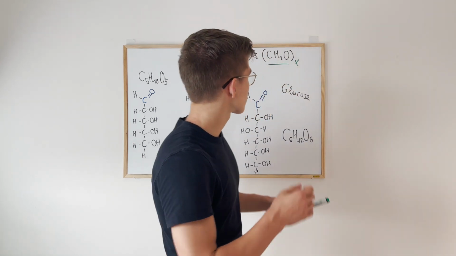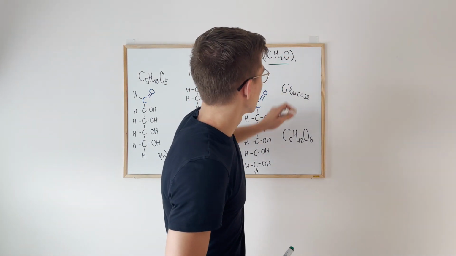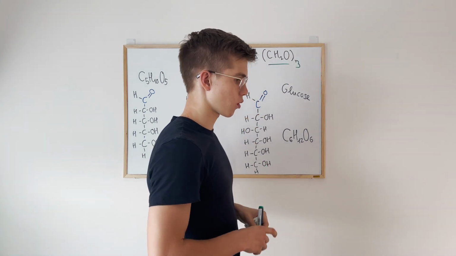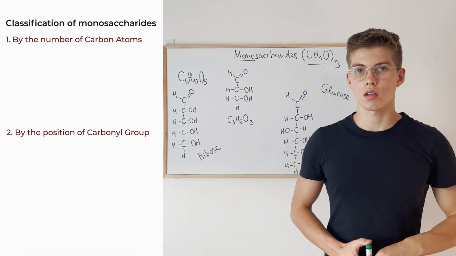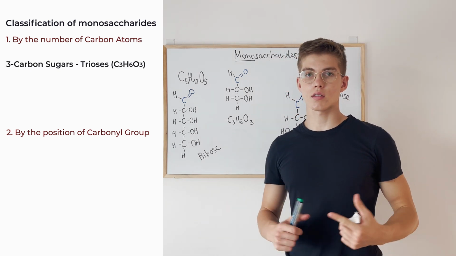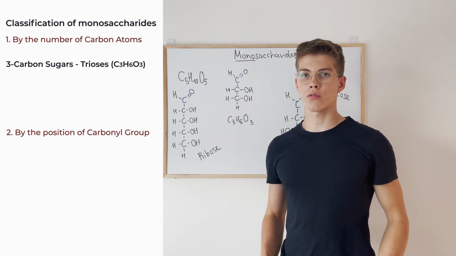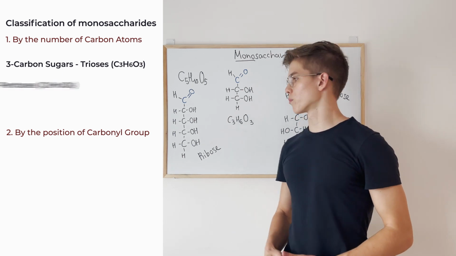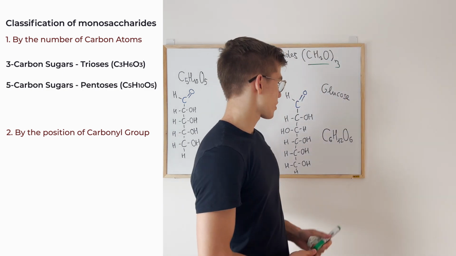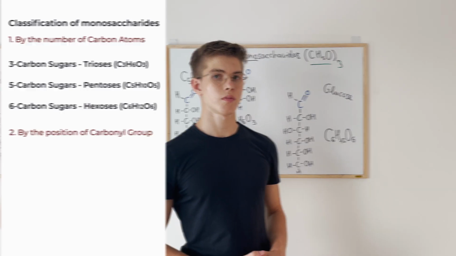All monosaccharides have the same molecular formula, and if we multiply it by, let's say, 3, then we get a group of 3 carbon sugars that is called trioses. Then, in the same way, if we multiply it by 5, then we get a group of 5 carbon sugars that is called pentoses. And in a similar way, we can get hexoses, which are 6 carbon sugars.